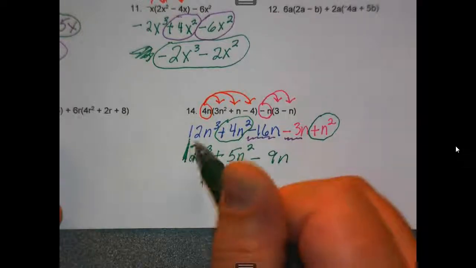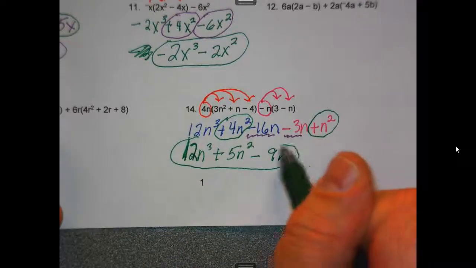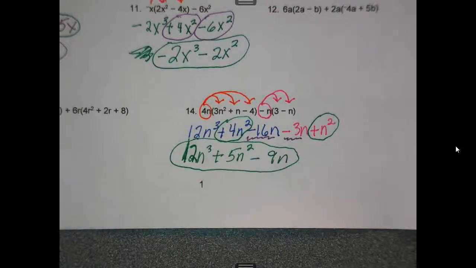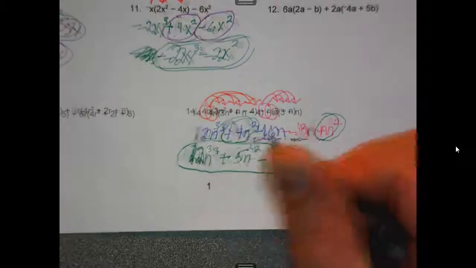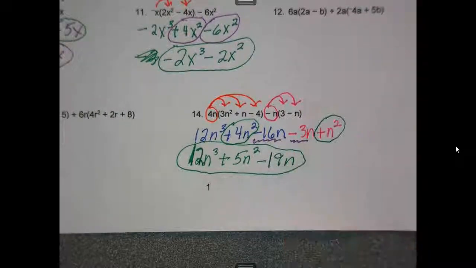And I have all of them. Should be negative 19. What am I doing? It should be negative 19. You're right.